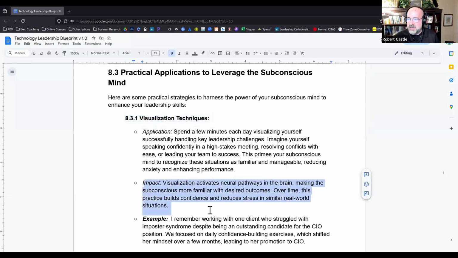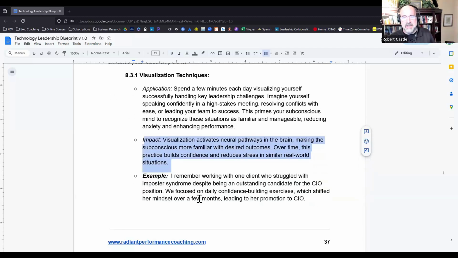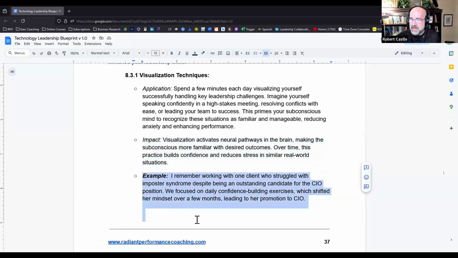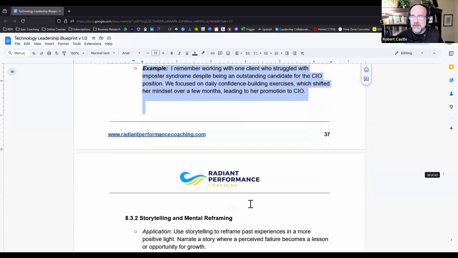The impact is that visualization activates neural pathways in the brain, making the subconscious more familiar with desired outcomes. Over time, this practice builds confidence and reduces stress in similar real-world scenarios. So here's an example. I remember working with a client who struggled with imposter syndrome, despite being an outstanding candidate for the CIO position. We focused on daily confidence-building exercises which shifted her mindset over a few months, leading to her promotion to CIO.